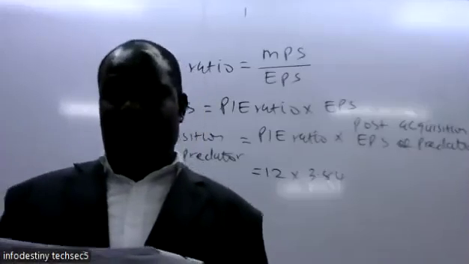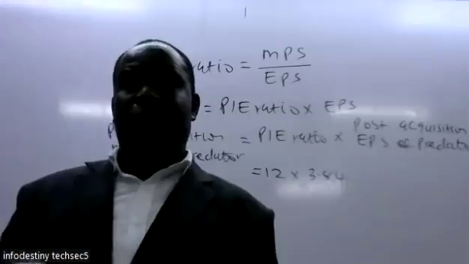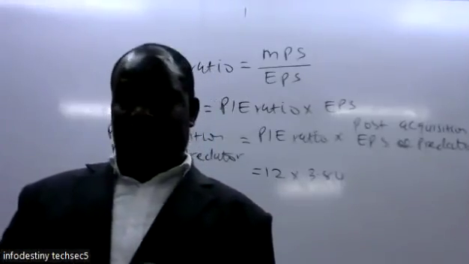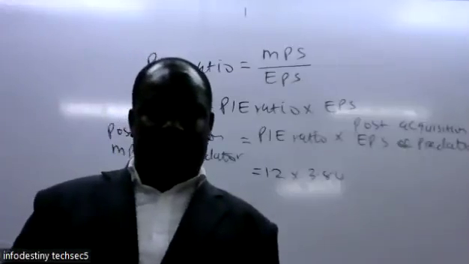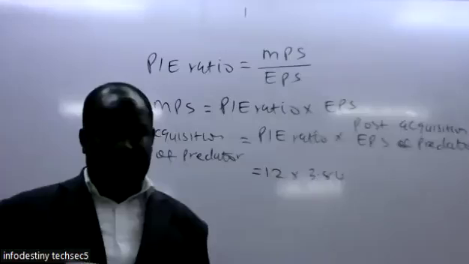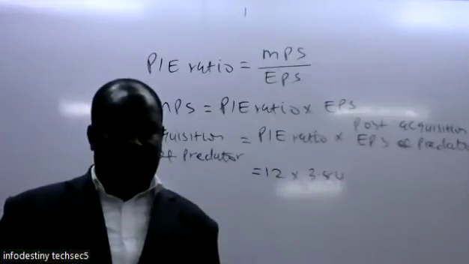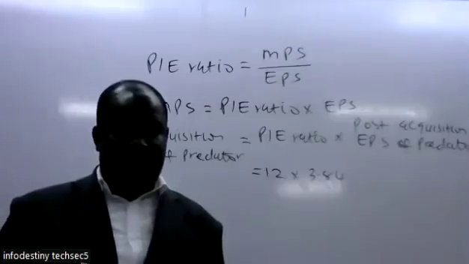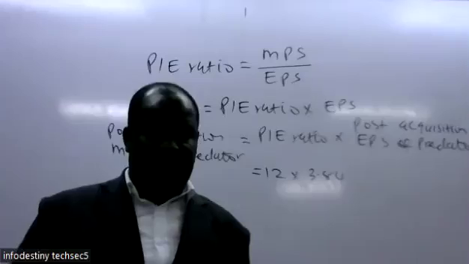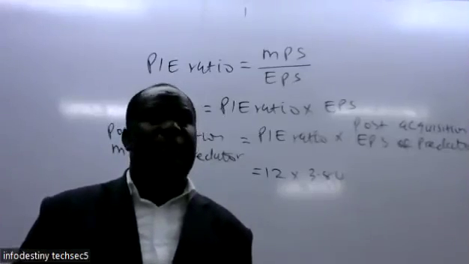When you go through question two, part B, they have stated that Kubwa Limited is considering acquiring Dogo Limited. The selected financial data for the two companies is as follows. They gave you annual sales, net income, both in shillings millions, the number of ordinary shares in millions, earnings per share and market price per share. Both companies are in the 30% tax bracket.